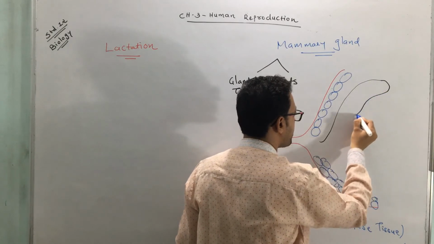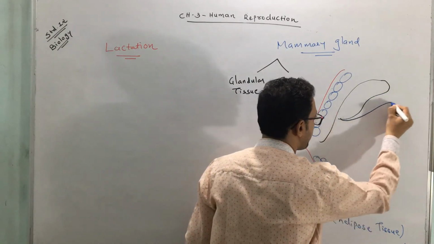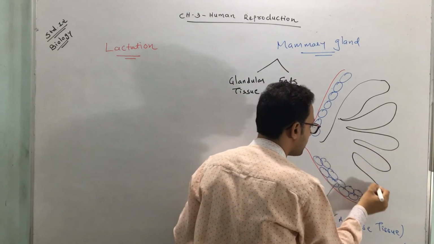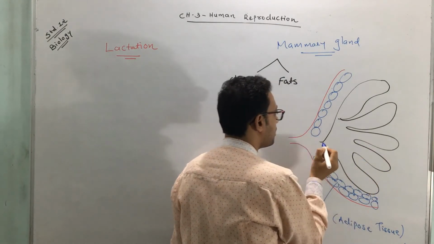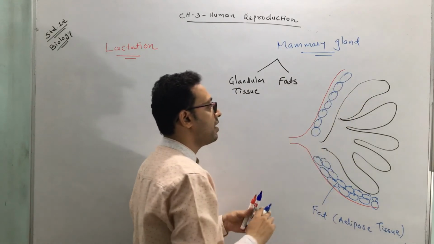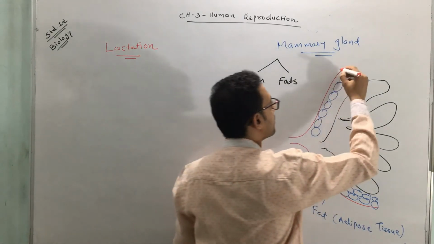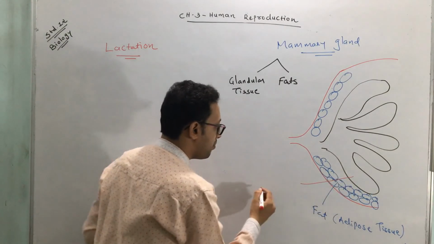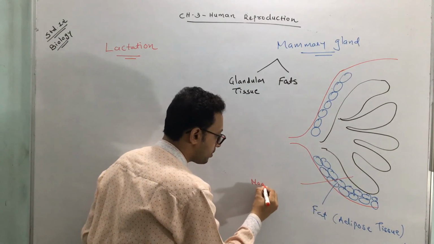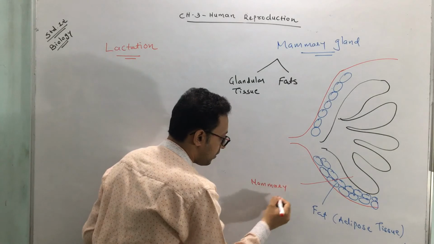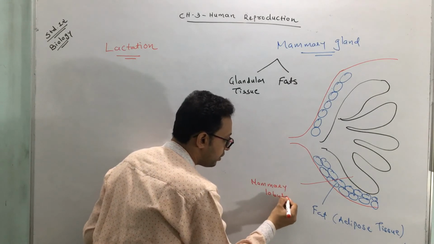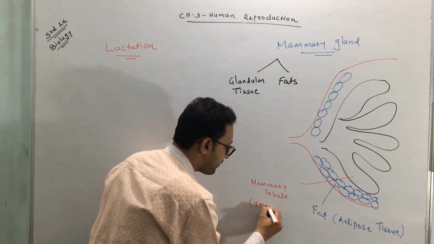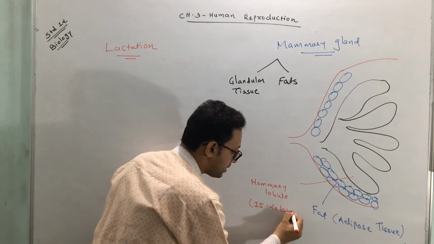And this glandular tissue is divided into lobes. These lobes are called mammary lobules. How many lobes are present? There are usually 15 to 20 lobes present.